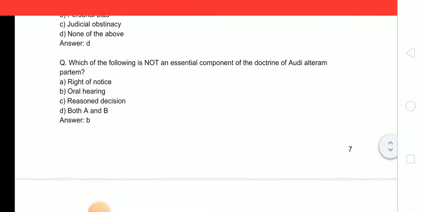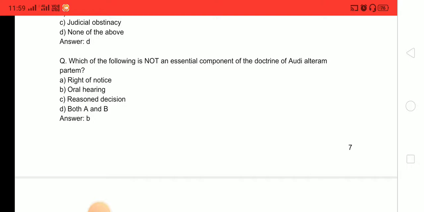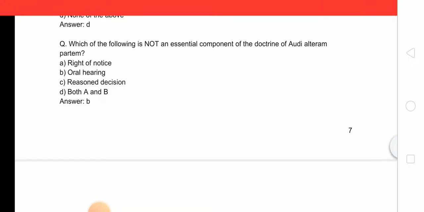Next question, which of the following is not an essential component of the doctrine of audi alteram partem? And answer is oral hearing. Oral hearing is not an essential component. So there may be oral hearing or may not be, but right of notice and reasoned decision are the essential components.